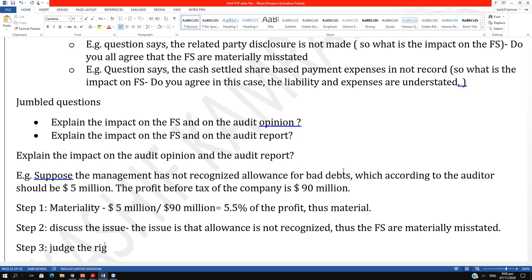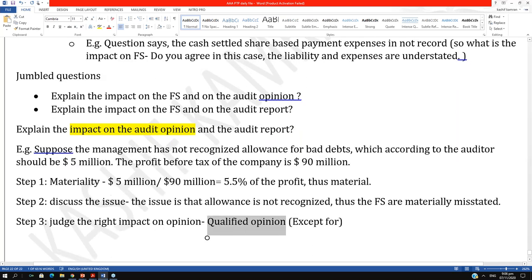Now, in step number 3, judge the right impact on opinion. What is the right impact on opinion? Which opinion will the auditor give here? The auditor will give a qualified opinion, which is also known as an except for opinion. Any one of them. So you judge the materiality, you discuss the issue, you judge the right impact on opinion. The examiner was asking, explain the impact on opinion. So have you judged the right impact on opinion in this question? But is the examiner asking for the audit report as well?